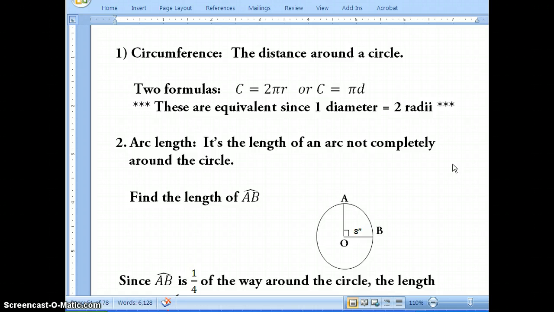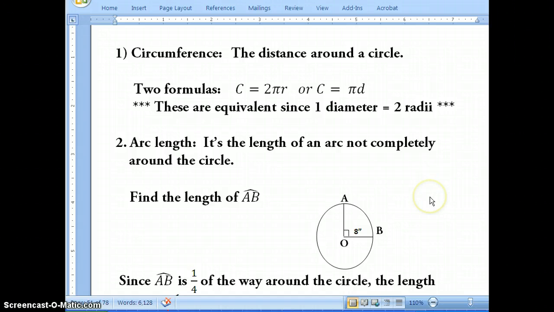There are two formulas for circumference. The one would be C is equal to 2 pi r, where r is the radius of the circle. And C is equal to pi times d, the diameter of the circle. And so we can calculate circumference whether we're given the radius or the diameter, because one diameter is equal to 2 radii. That's why we have the number 2 in front of the first formula.